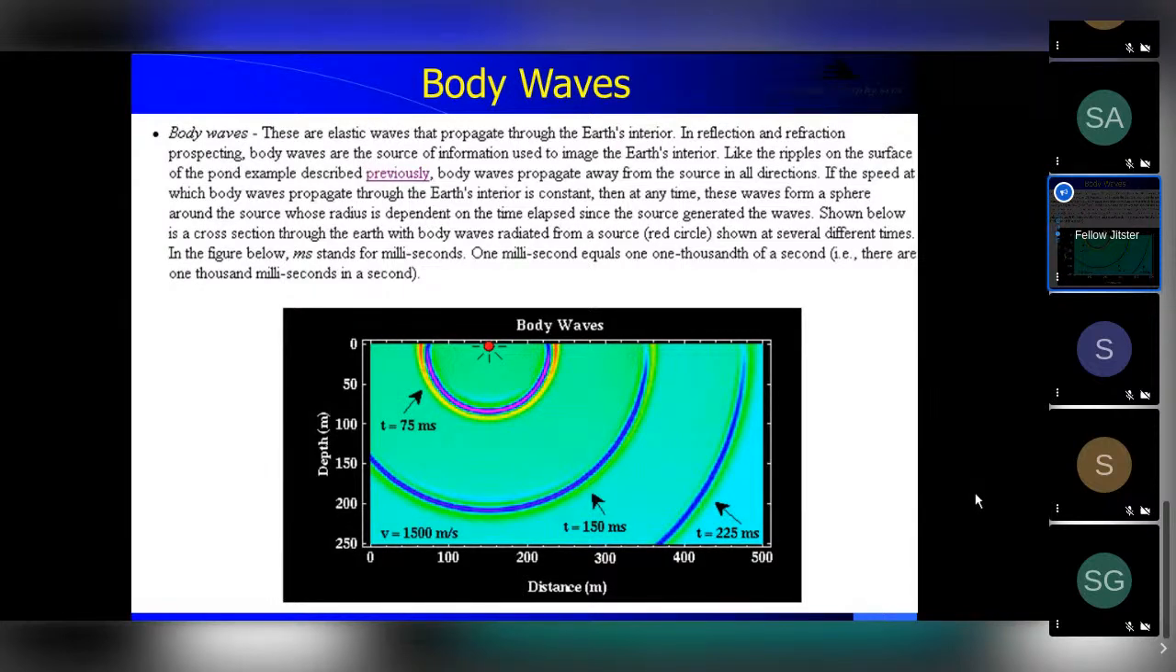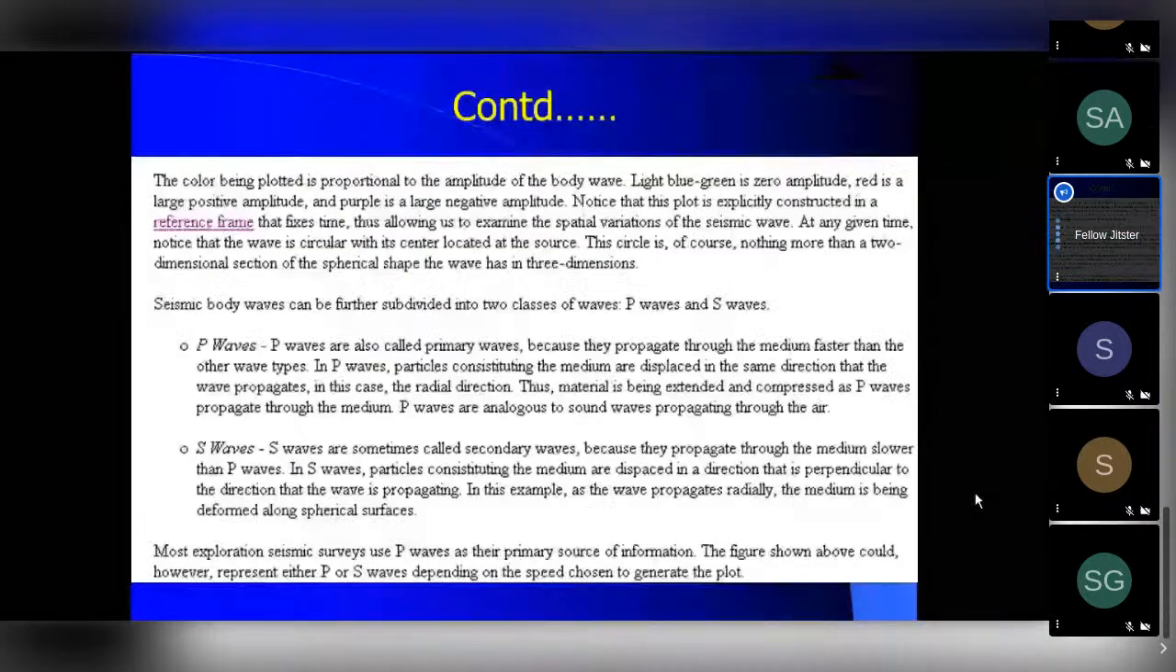So 1 millisecond equals 1/1000 of a second. You remember when we talked about gravity, we talked about milligals. When we talked about magnetics, we talked about gammas and nanoteslas, the units that geophysicists use. So in seismic, we normally use milliseconds or microseconds, normally milliseconds. So 1 millisecond is 1/1000 of a second. Is that clear so far? Yes, sir. So don't worry so much.